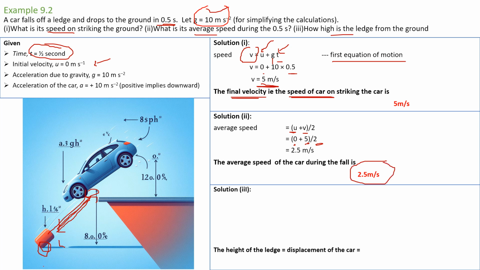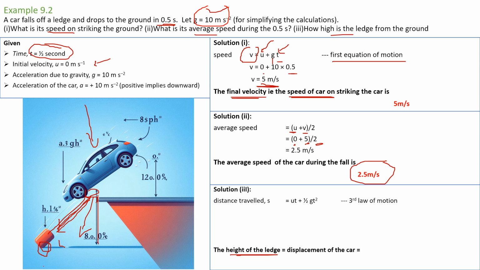Now, this is the second problem. Let's go for the third problem. What is the third problem? What is required? They're asking us to calculate the height of the ledge. Of course, this is the height of the ledge. Generally the car falls like this, so if I find the displacement of the car, it is also equal to the height of the ledge. Perfect. Let's calculate the displacement of the car and then look at the height of the ledge.